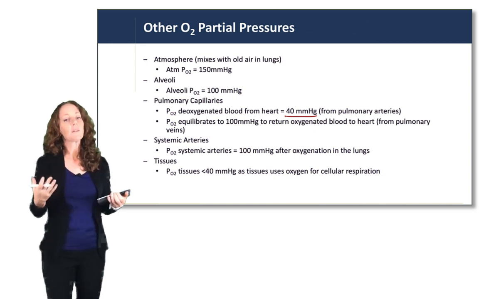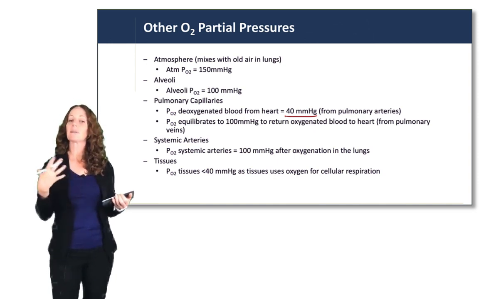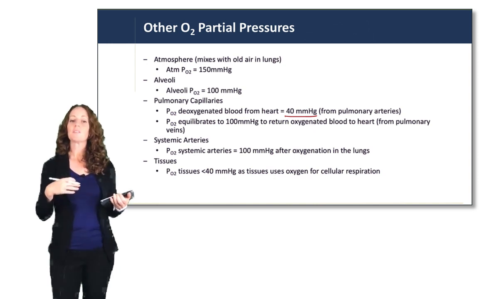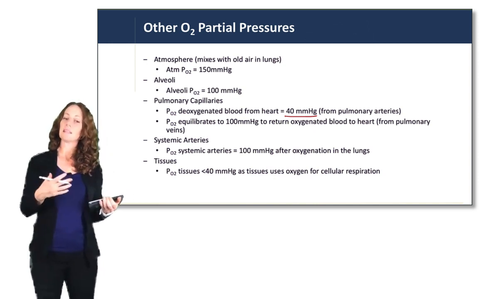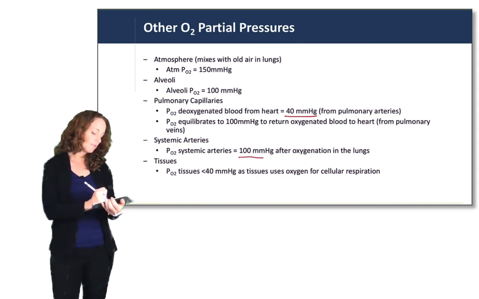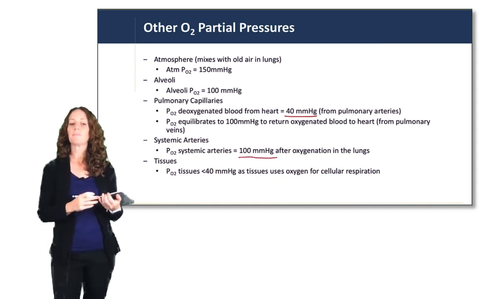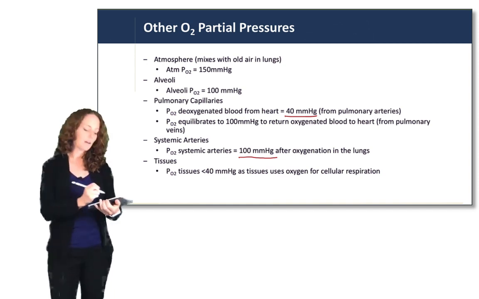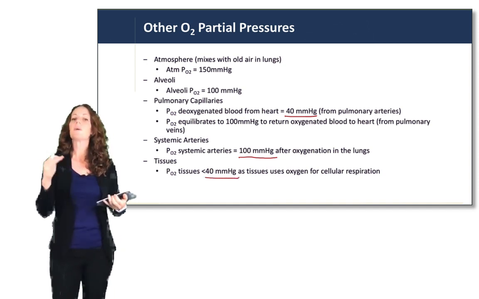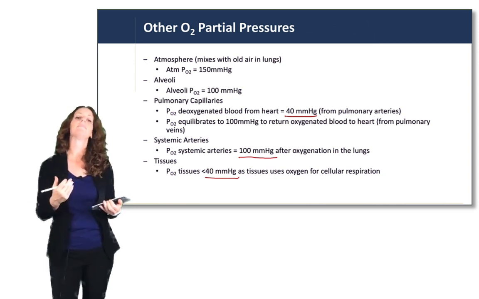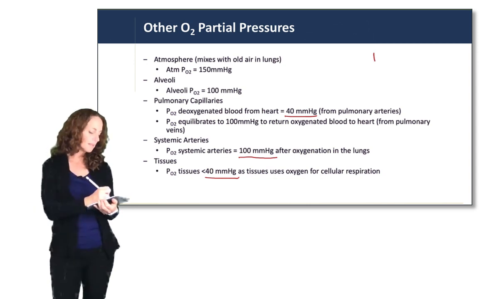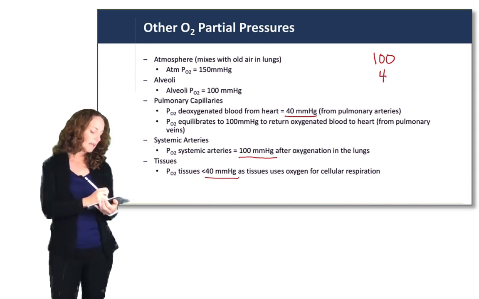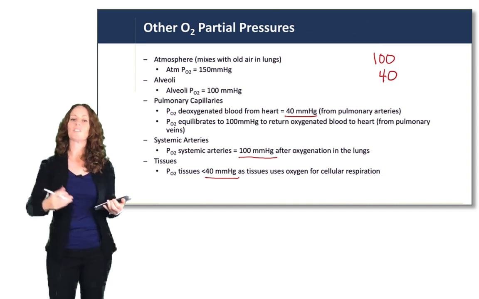The PO2 will then equilibrate back to 100 as it mixes and exchanges with the alveoli. So the PO2 of the systemic arteries, once they leave the alveoli, is 100 millimeters of mercury. We get back down to the tissues and the oxygen is used, and we go back down to 40. So in general, for oxygen, we can remember approximately 100 when it's oxygenated and 40 when it's deoxygenated.